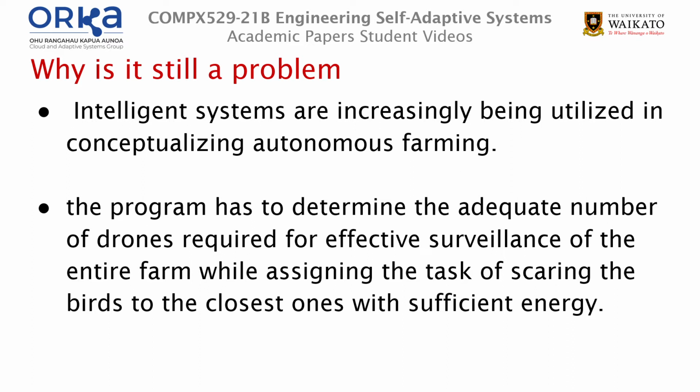A farm system consists of a team of unmanned autonomous drones tasked with monitoring farm crops by scaring off birds. Since drones run on limited battery charge and the charger can serve only 3 devices simultaneously, the problem is to determine the adequate number of drones required for efficient surveillance of the entire farm, while assigning the task of scaring birds to the closest one with sufficient energy.